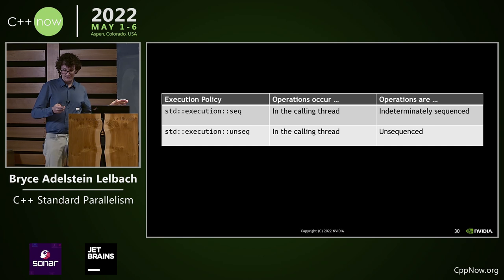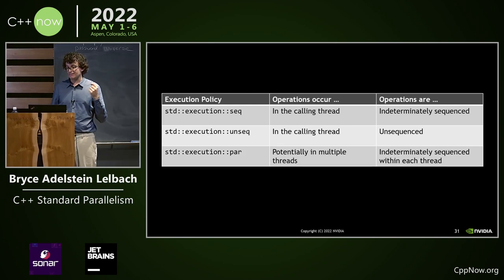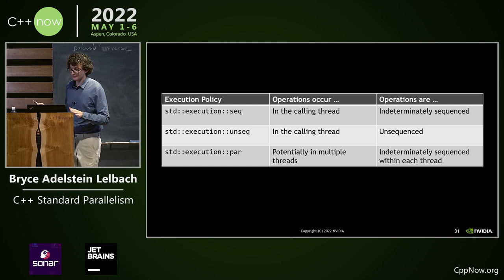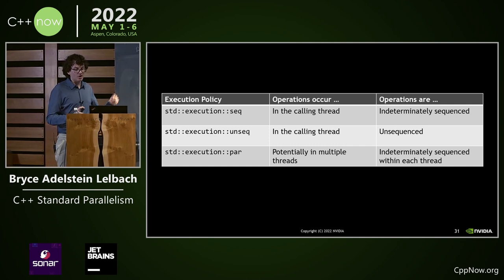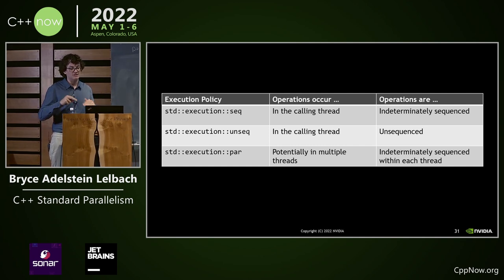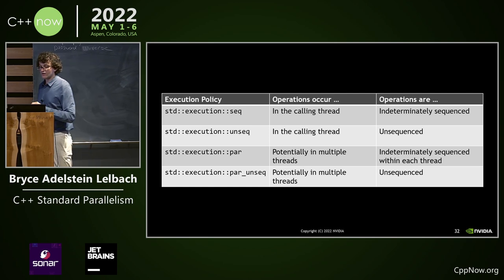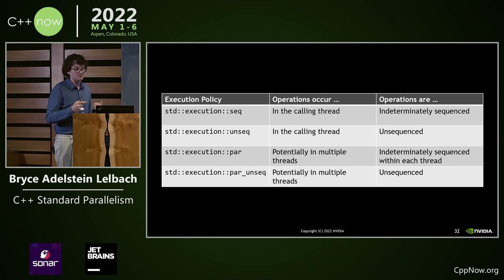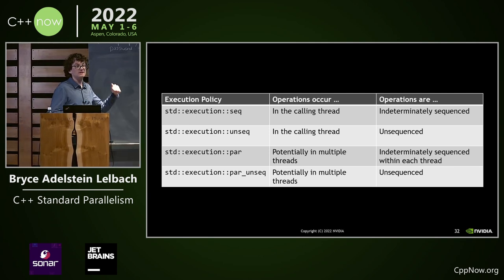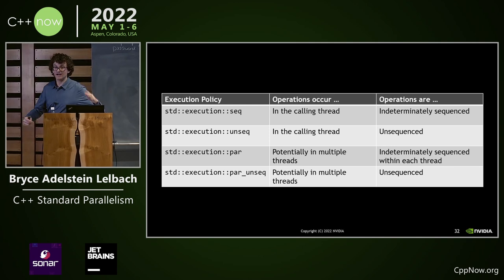But it can't parallelize. So par allows the implementation to parallelize operations at its discretion. It doesn't require parallelism, again. It just allows it. But it also requires that all operations within each thread are indeterminately sequenced, which means that vectorization is not allowed. And then par_unseq allows operations to occur in multiple threads and to be unsequenced with respect to each other. So this means essentially thread and vector parallelism is allowed. Now again, that's allowed but not required.